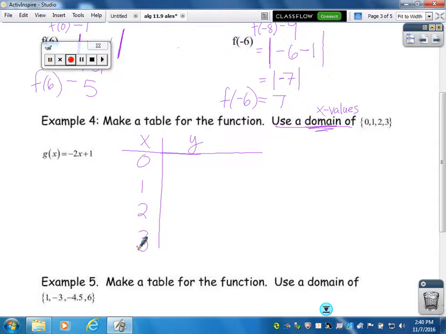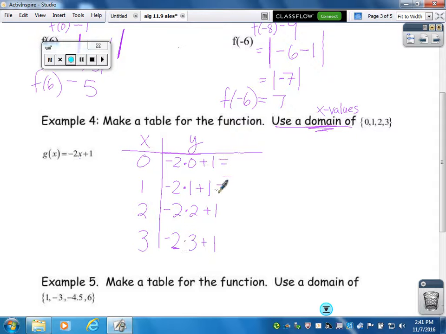And in order to get the range values out, I need to plug it in. So I've got negative 2 times 0 plus 1. We'll solve it in a bit. Let's finish plugging in. We've got negative 2 times 1 now plus 1. Notice what's changing each time? The x. Negative 2 times 2 plus 1. We've got negative 2 times 3 plus 1. So let's go solve all these real quick.